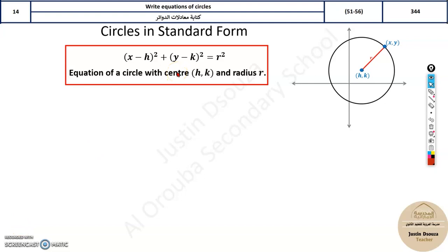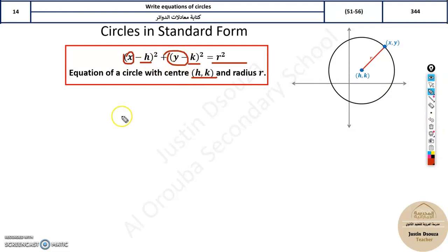In this topic, we have to write equations of circles. Equations of circles are one of the easiest among all the other conic sections because circle is easy to understand, interpret, and solve. Now, over here, we must remember the standard form. Circle standard form is x minus h the whole square plus y minus k the whole square equals r square. This is radius, h and k is the center, and x and y are the coordinates.